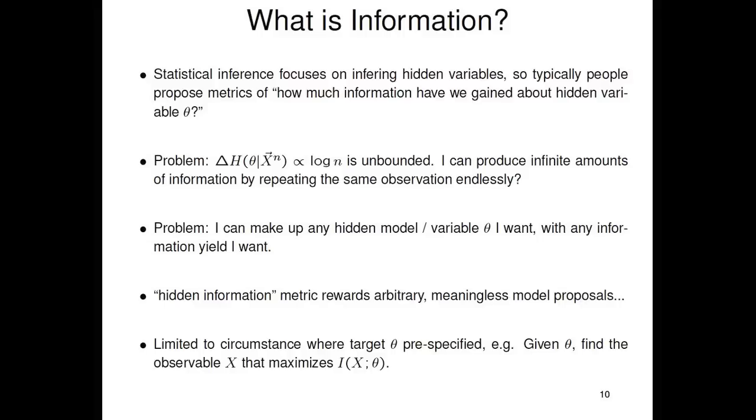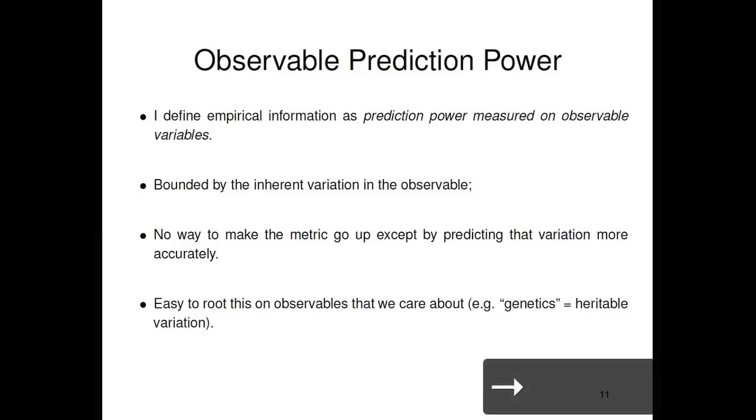So the problem is hidden variables and models exist in the mind of the beholder. So they can be very, very arbitrary in their information yields. So the way I have actually defined this throughout the rest of the talk is in terms of overall prediction power measured strictly on observables.